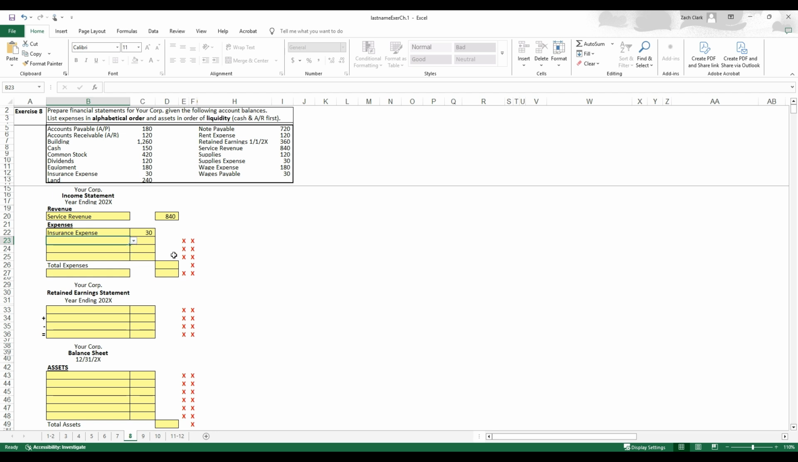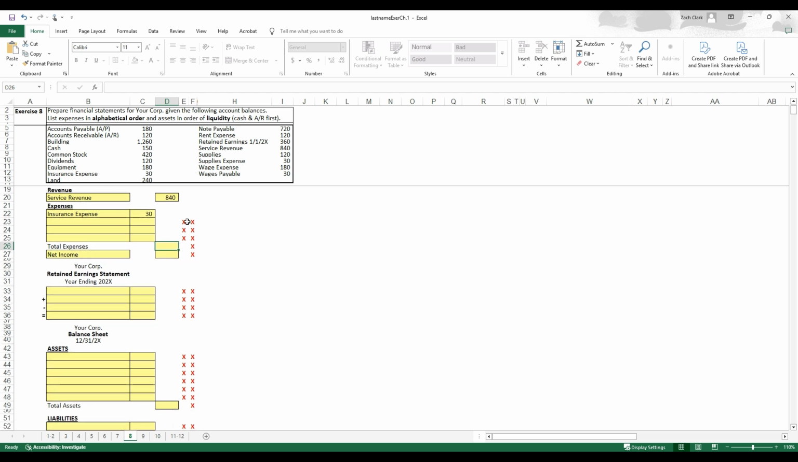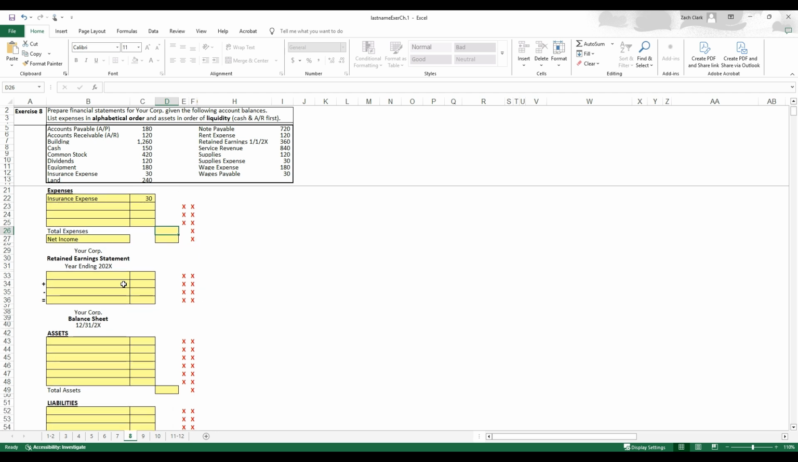So I'll let you all work on the rest of those. Then you're just going to want to sum up. I'll provide a little bit of assistance here. We want net income. So you're going to want to summarize your expenses, calculate the total, include that total in the box here, and then take your revenues minus that amount to get your net income. And that should eliminate all of the red X's.